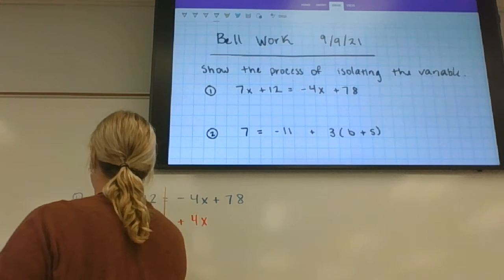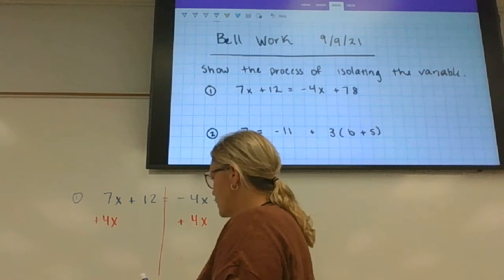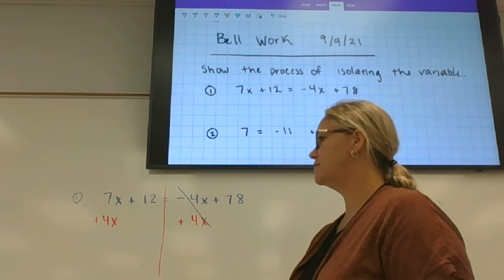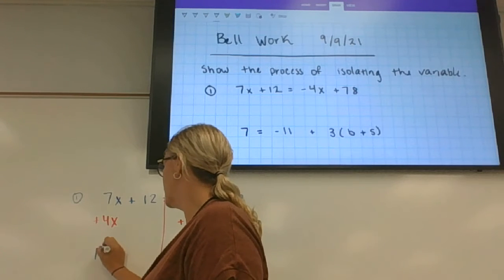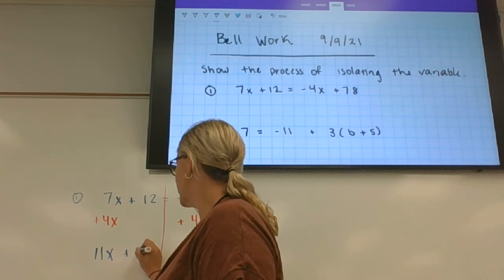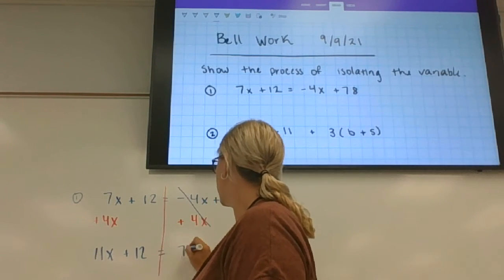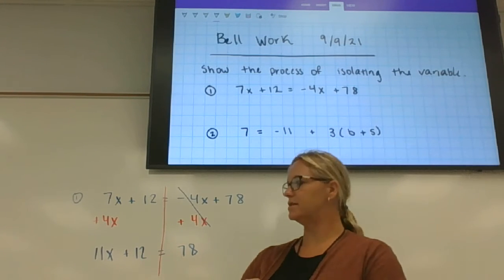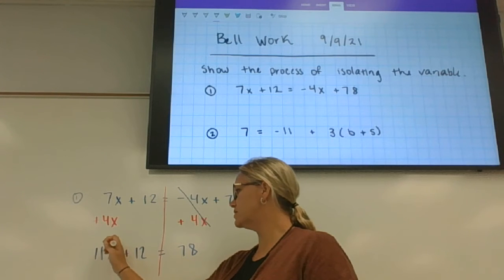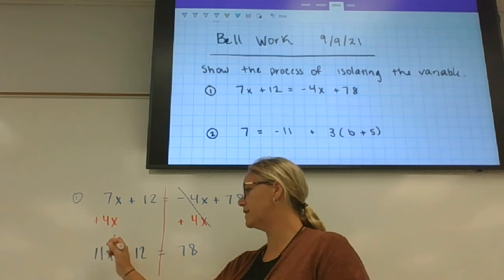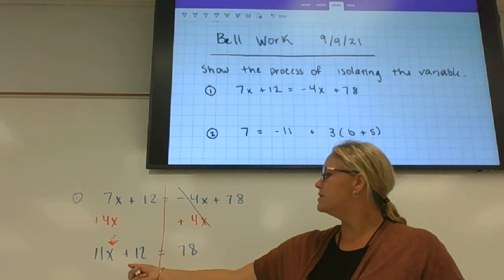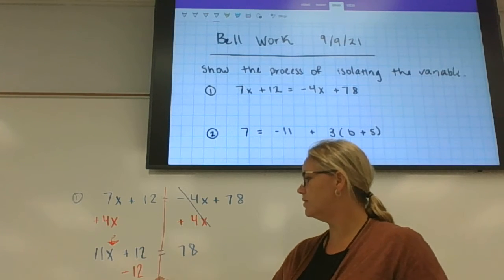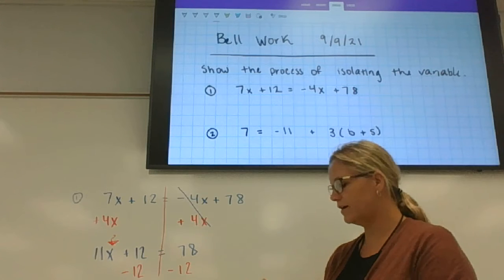Here and here. X goes with it. These are additive inverses, so they cancel out. I now have 11 x's added to 12 equals 78. So now this is just like what we've been doing. We want to work to get this x by itself. So we have a plus 12, and the opposite of plus is minus, so we'll minus 12 to cancel it out.